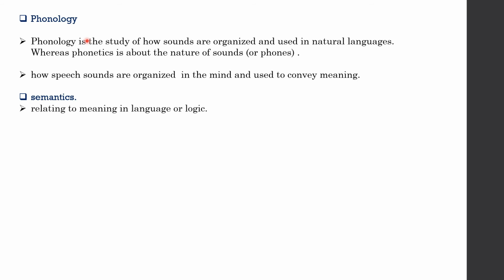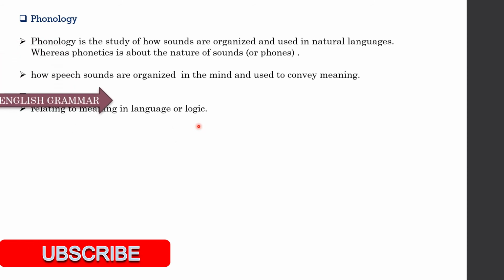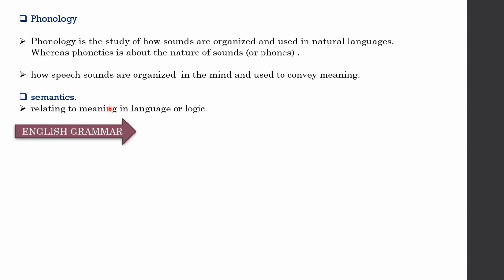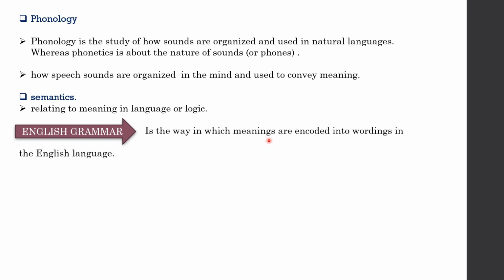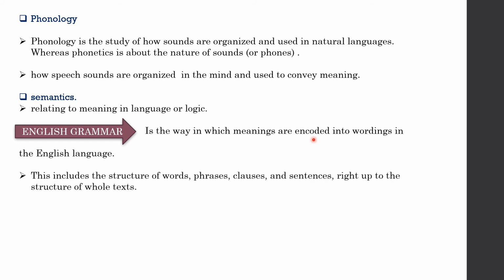Okay, next one is semantics, relating to meaning in a language or logic. So this is simple: relating to meaning. We have to arrange words in a language, and we have to use some logic also, right? So we will see another basic English grammar definition: it is the way in which meanings are encoded into wordings in the English language. Meanings are encoded with verbs, pronouns and adjectives, and with tenses, right? That's called English grammar. This includes the structure of words, phrases, clauses, sentences, right up to the structure of whole text.